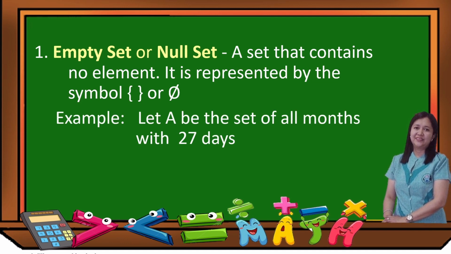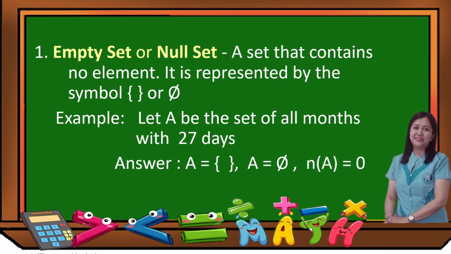Let A be the set of all months with 27 days. Class, do we have a month containing 27 days? Good, of course, we do not have. So therefore, we are going to represent it using a pair of braces with no element, or by writing set A is equal to the Danish letter O, meaning that is an empty or null set.